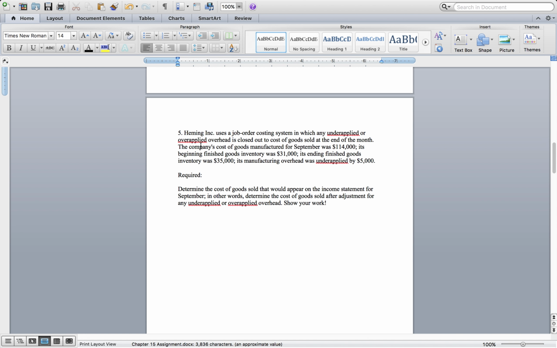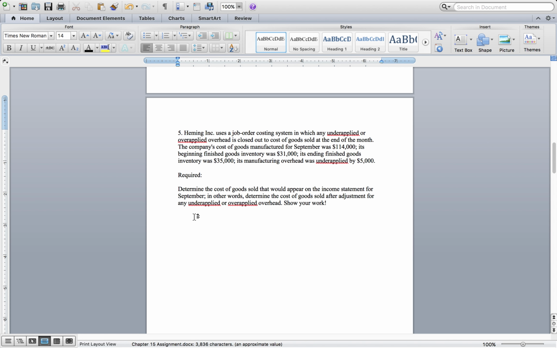So now, number 5 says Hemming uses a job order cost system in which any underapplied or overapplied overhead is closed to cost of goods sold. Cost of goods manufactured was $114,000. Beginning finished goods was $31,000. Ending finished goods $35,000. Manufacturing overhead was underapplied by $5,000. You've got to determine the cost of goods sold.